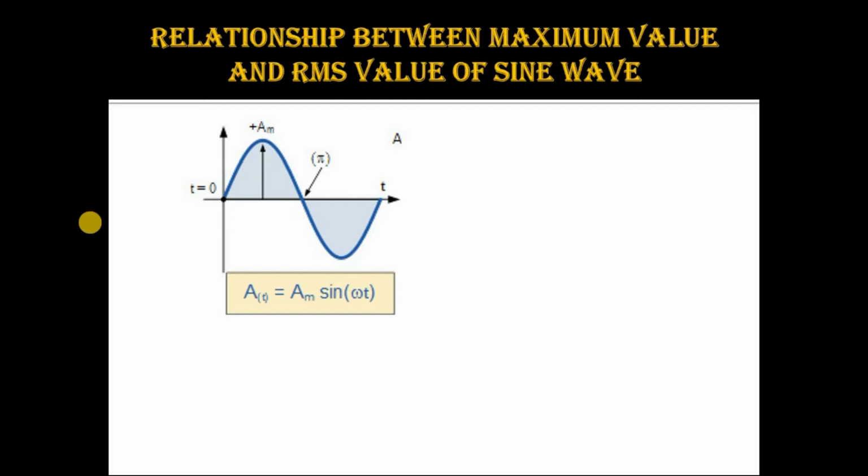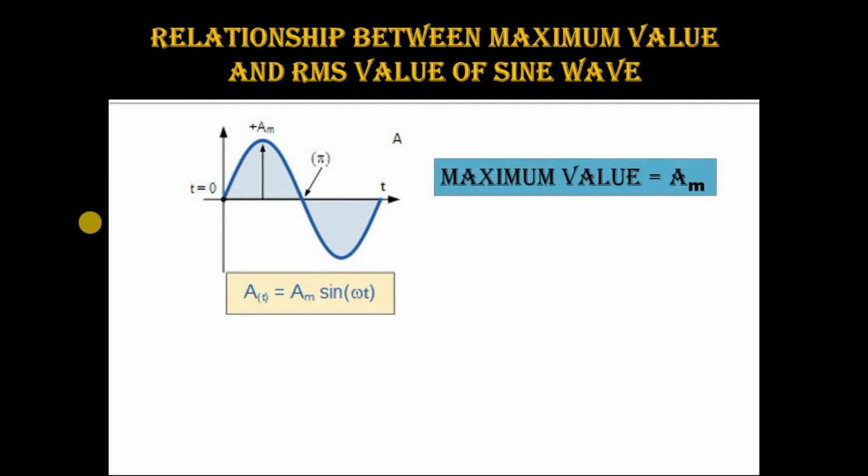I have shown here a normal sine wave whose maximum value is Am. So the defining equation is Am sin omega t. How to find the RMS value? To find the relationship between maximum value and RMS value, we define a factor called peak factor. Peak factor is the ratio between maximum value and RMS value. So the maximum value in this waveform is the peak value, that is Am.